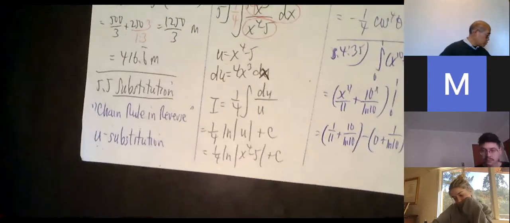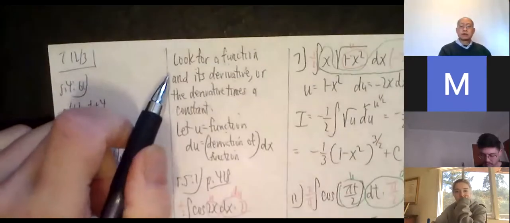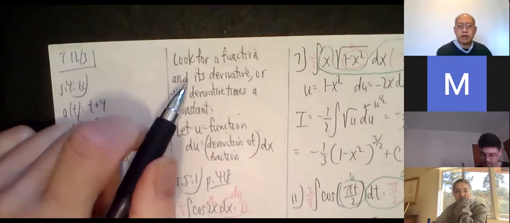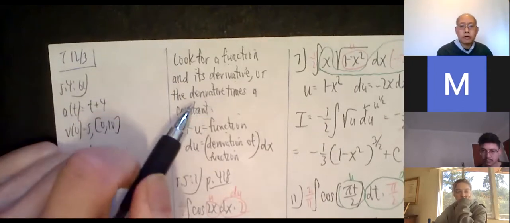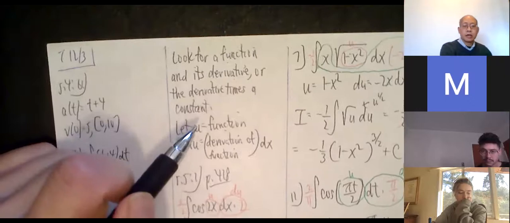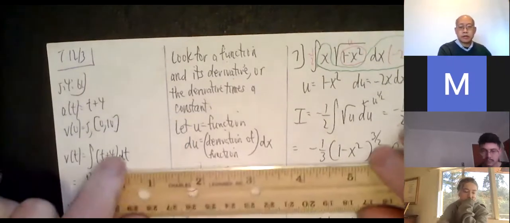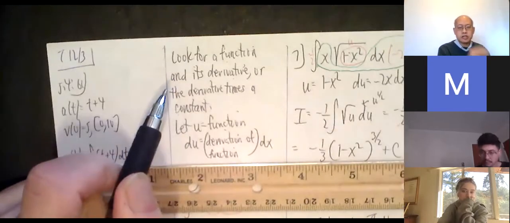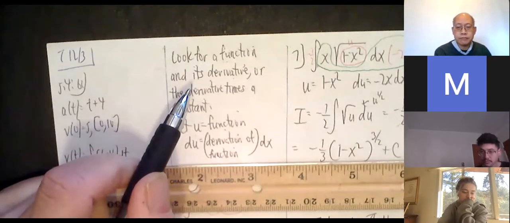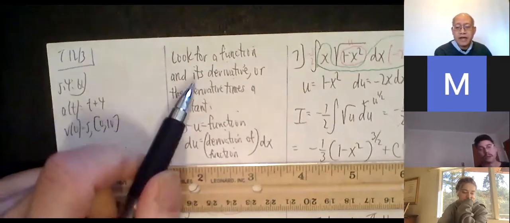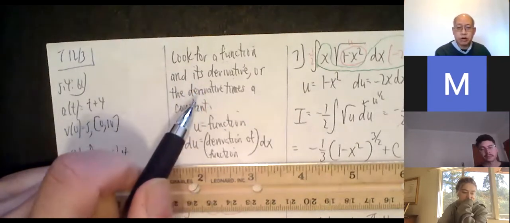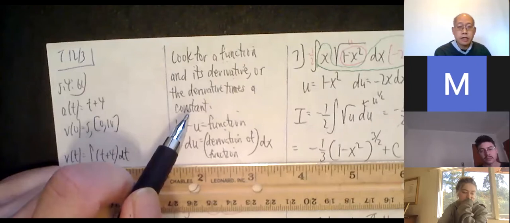Let me give you the principle involved. Look for a function and its derivative, or the derivative times a constant. Right now it makes no sense if you've never seen this before. Go ahead and put down that idea. Look for a function and its derivative within the problem. You may not quite see the derivative, but you can multiply the derivative by a constant. It has to be a constant, not a variable expression.